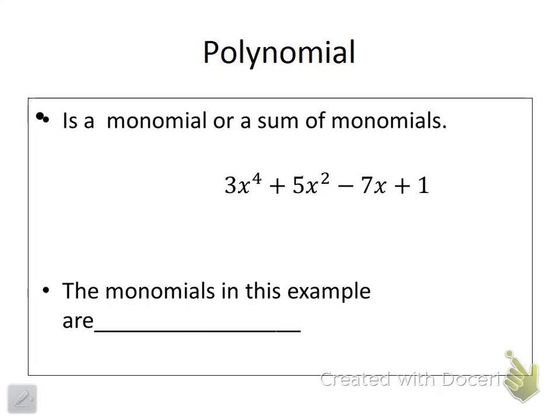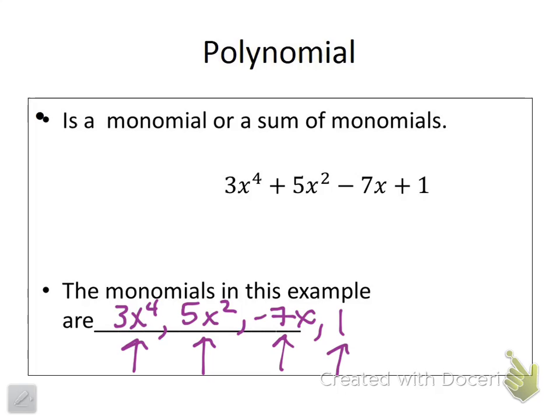Okay, a polynomial is either a sum or subtraction of different monomials put together. So the monomials in this example are 3x to the 4th, 5x squared, negative 7x, and 1. Because monomials are just the individual terms that we're combining. Okay, and it's already written in standard form because it goes 4, then 2, then 1, and then our number at the end.